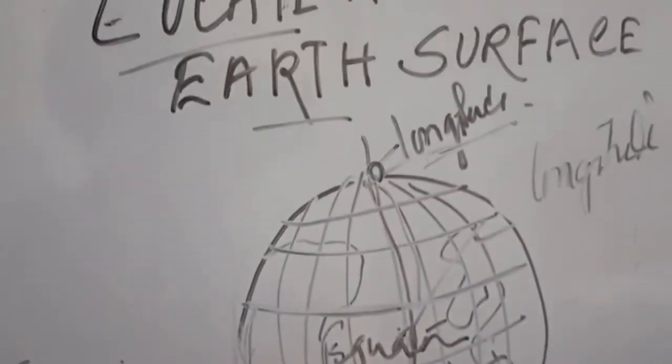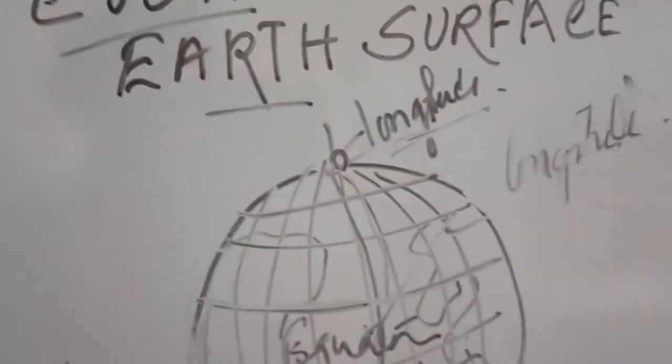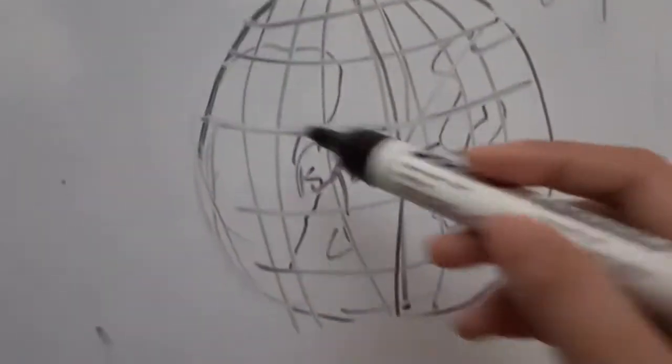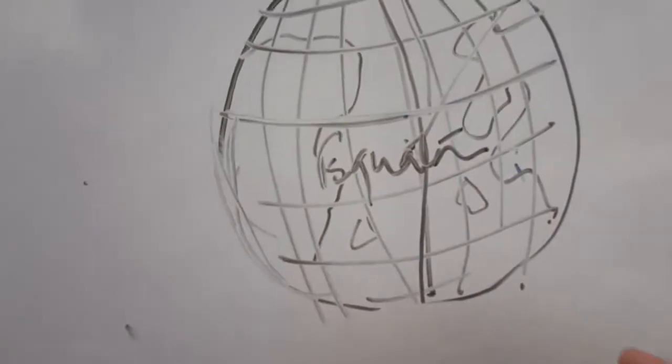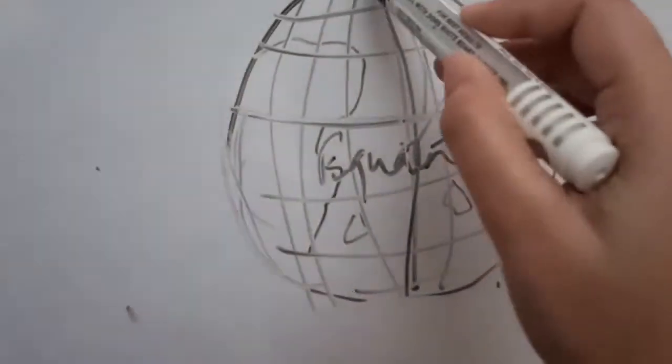In this video I'm going to continue with the chapter on locating a place on the earth's surface. In the last video I discussed latitude. Latitudes are the horizontal lines that pass over the earth's surface, and today I'm going to continue with longitude. Longitudes are the vertical lines drawn on the earth's surface from north to south. So let us start with longitude.